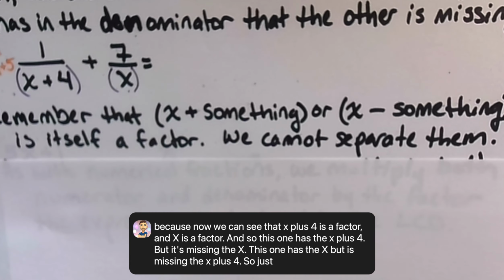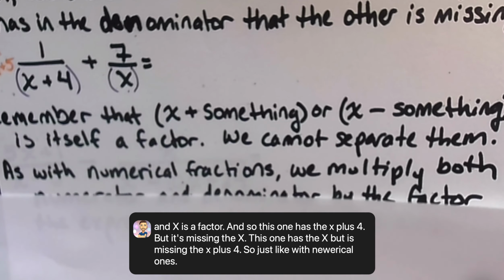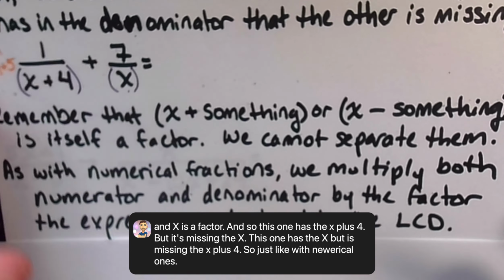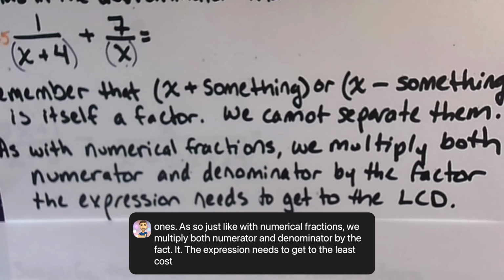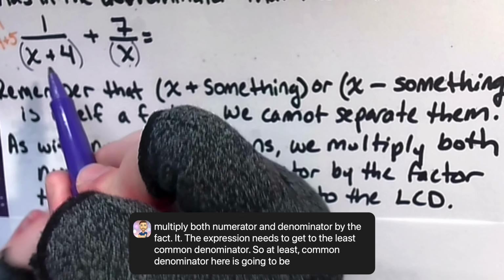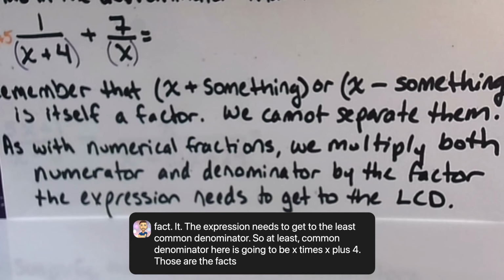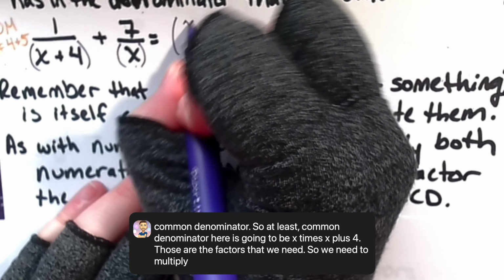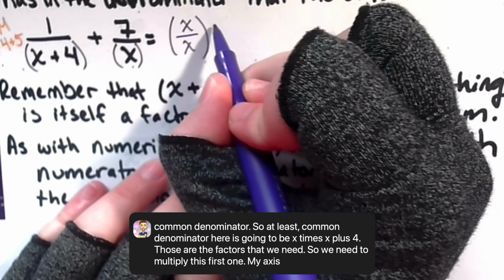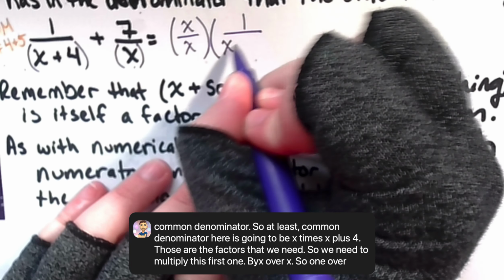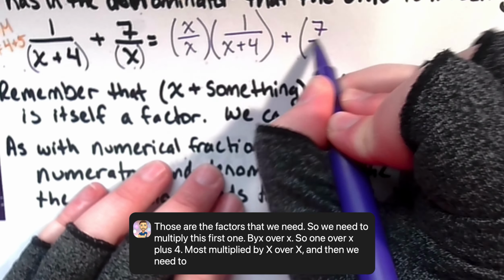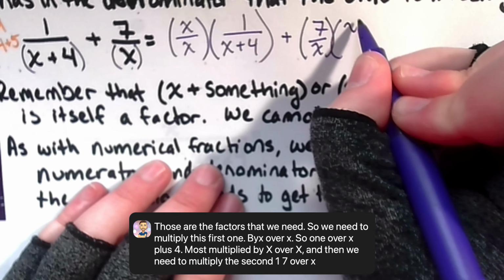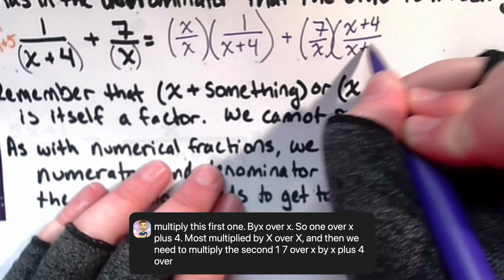So just like with numerical fractions, we multiply both numerator and denominator by the factor the expression needs to get to the least common denominator. So our least common denominator here is going to be x times x plus 4. Those are the factors that we need. So we need to multiply this first one by x over x. So 1 over x plus 4 multiplied by x over x. And then we need to multiply the second one, 7 over x, by x plus 4 over x plus 4.